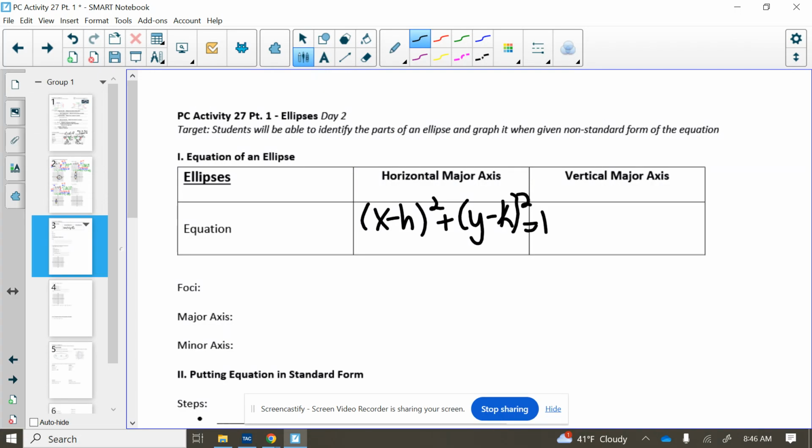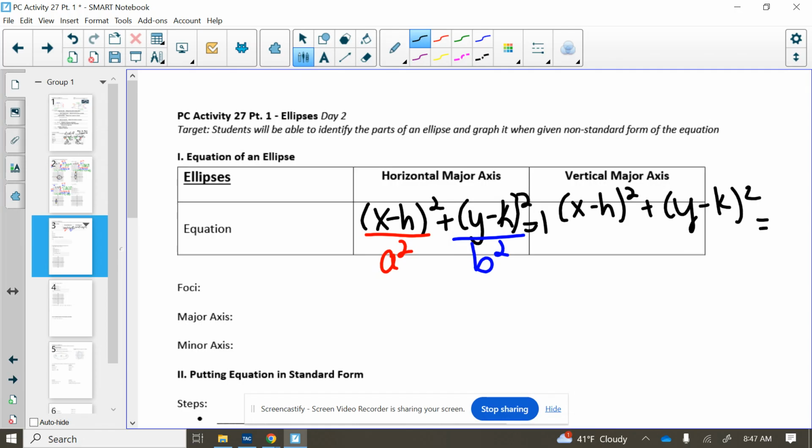The key here is where is parameter a. If a squared is under the x, this is going to be a horizontal ellipse. That would put b squared then underneath the y. And then the vertical ellipse, again, is going to have the exact same starting format, except the a squared value is underneath the y's, b squared is underneath the x's.